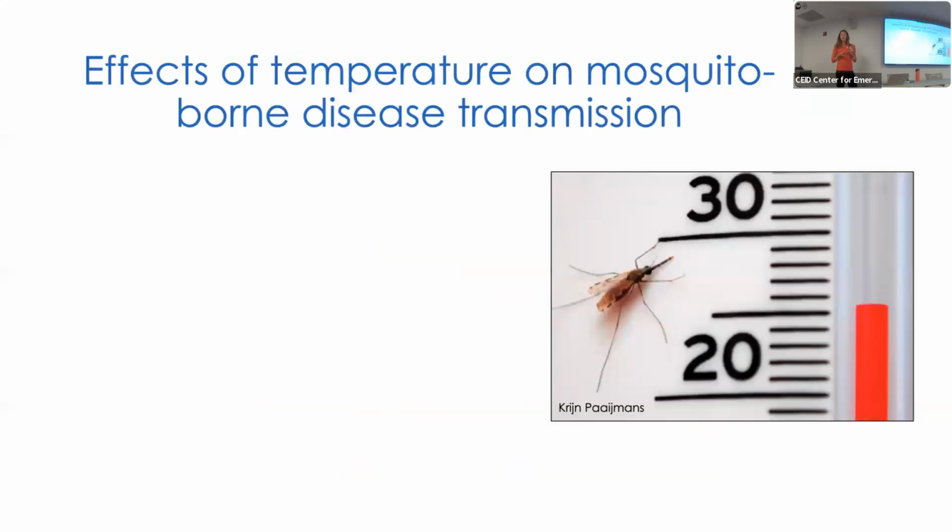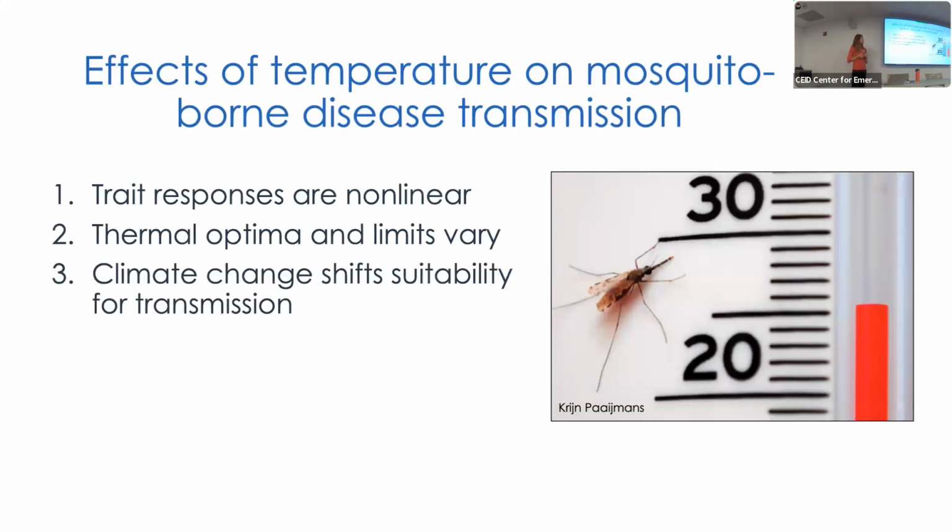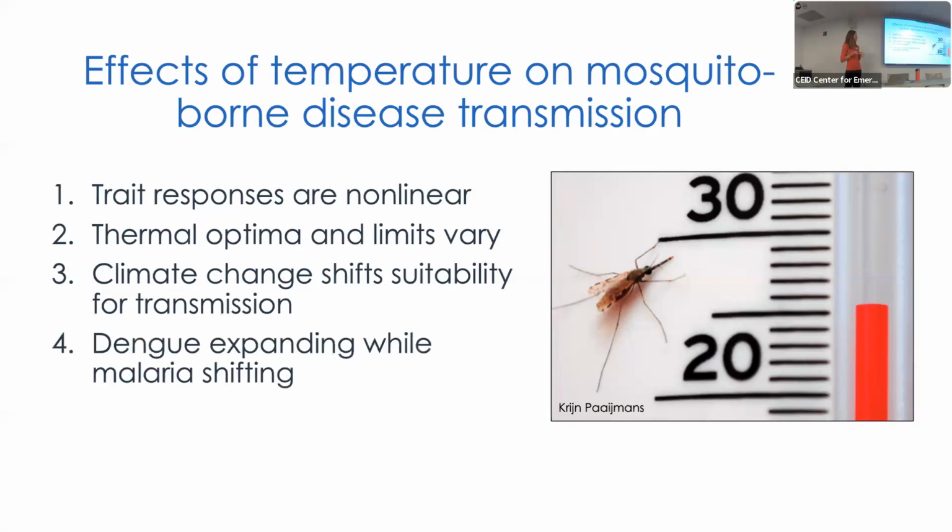So to summarize the effects of temperature on vector-borne disease transmission, first, we find that the trait responses are nonlinear. So the traits that underlie the transmission processes. And it's very important to incorporate these nonlinear trait responses into our models if we want to accurately predict how temperature is affecting transmission. We find that the thermal optima and limits vary both across different vector and pathogen species and across different traits. And we find that climate change is often expected to drive shifts in suitability rather than widespread expansion. Although for dengue, we may see more widespread expansions. And dengue has been expanding while malaria is shifting because of their differences in thermal optimum.